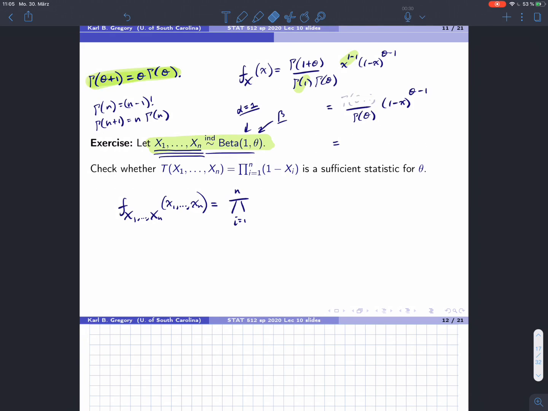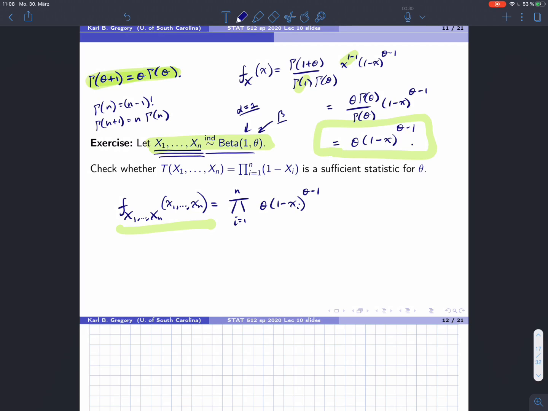So this up here is just theta, like this. So I can write it as theta times (1 minus x) to the theta minus 1. So we can write down the joint PDF as the product of these guys. So we have theta times (1 minus xi) to the theta minus 1.